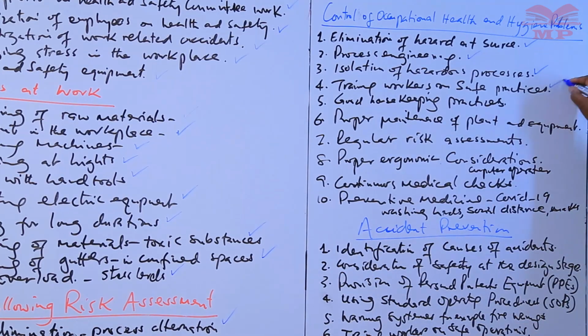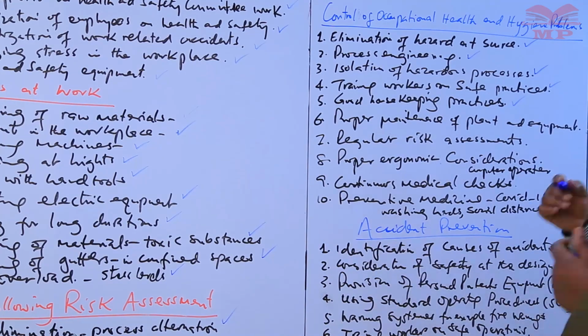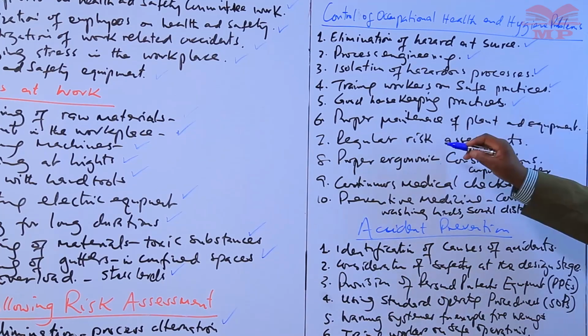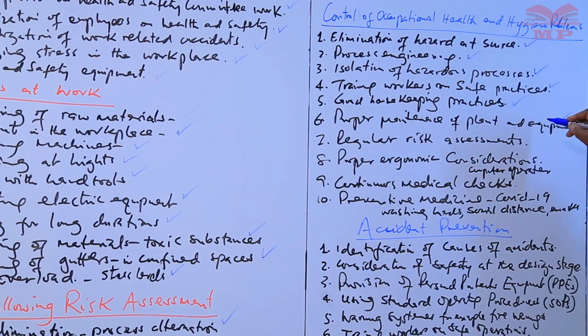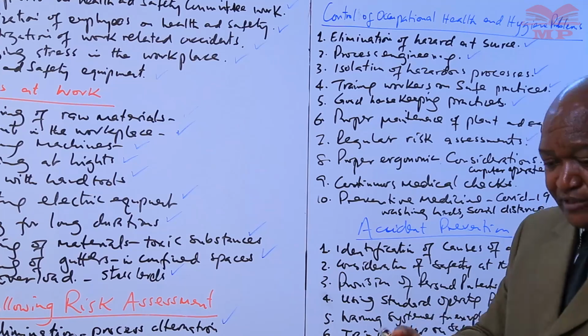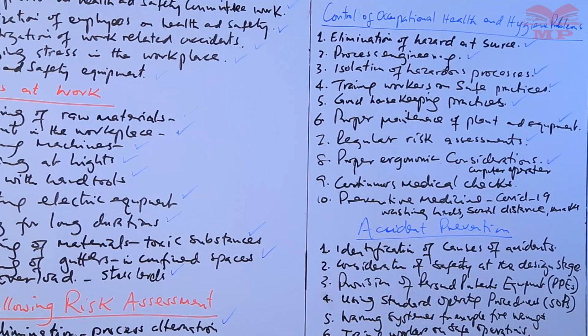Then number four, training workers on safe work practices that can also help in controlling occupational health and hygiene problems. Good housekeeping practices to ensure the work environment is safe. Proper maintenance of plant and equipment. Number seven, regular risk assessments. Number eight, proper ergonomic considerations. The machine worker interface should be scientifically studied to ensure that they minimize strain.